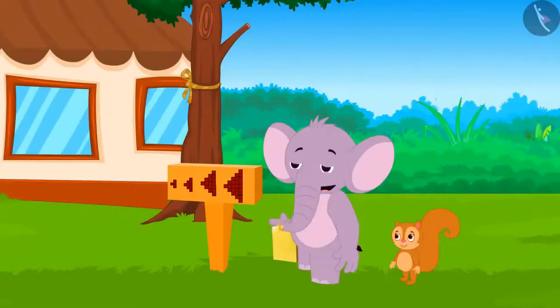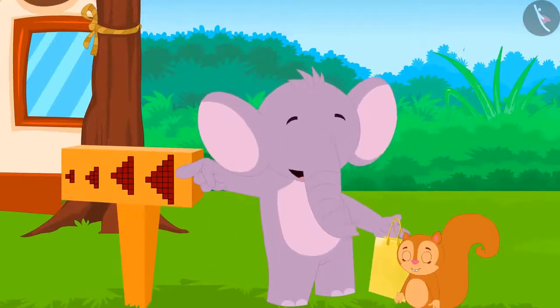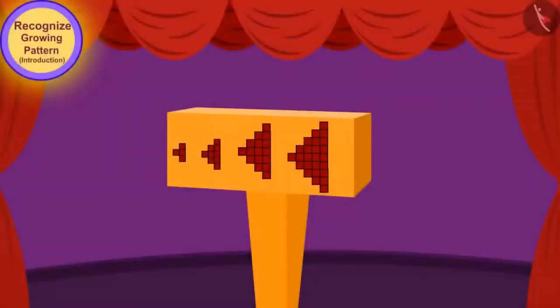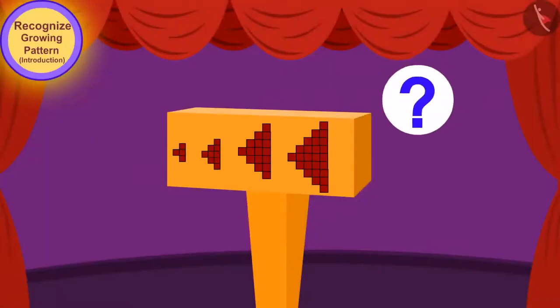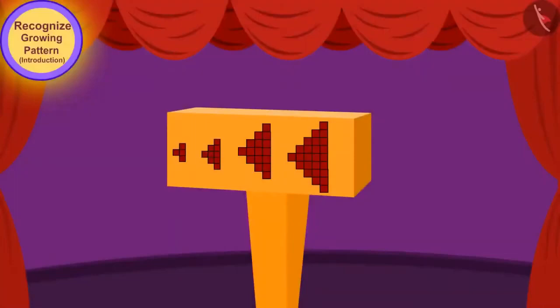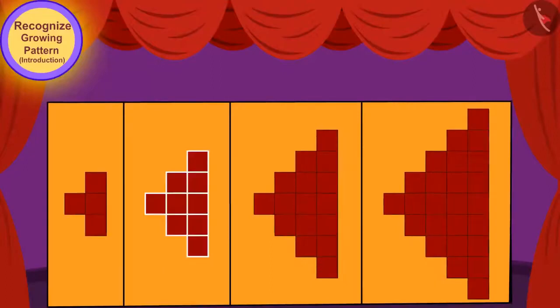Appu was excited to see the board. He immediately pointed to the board and said, Look, Chanda, this is another growing pattern. Children, can you find the rule of this growing pattern? If you want, you can stop the video and find the answer. Well done! Your answer is absolutely correct.